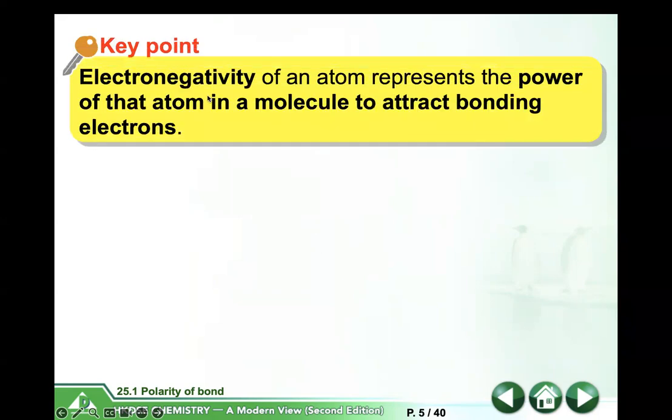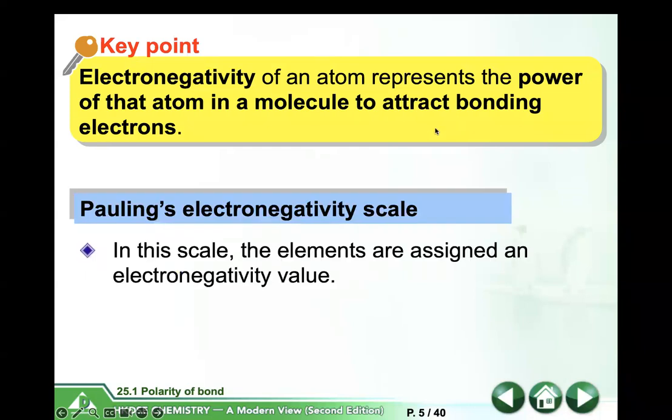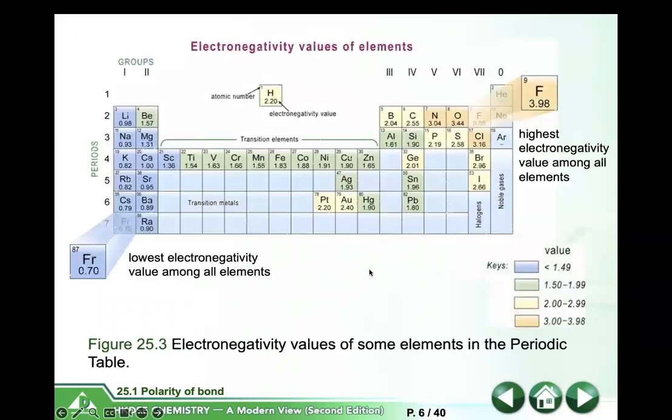So the electronegativity represents something. For an atom, the electronegativity represents the power of that atom in the molecule to attract the bonding electrons. So it is related to the power for the attraction of bonding electrons. So we have a term called Pauling scale, or Pauling's electronegativity scale. Pauling assigned different values to the atoms of the elements. As a result of that, it has a table about this.